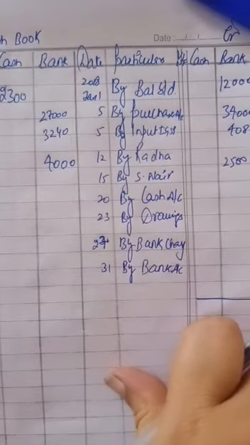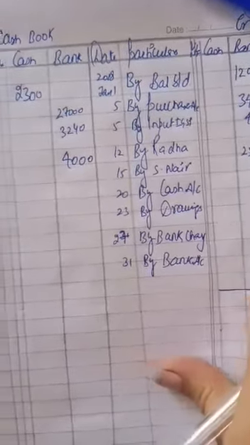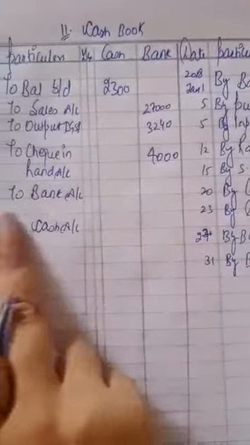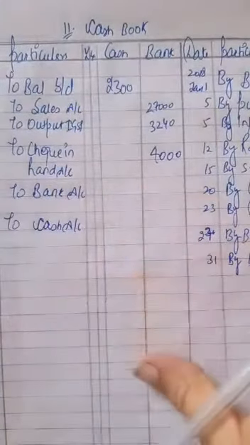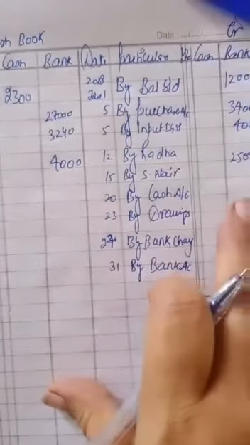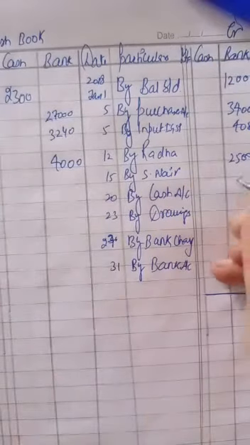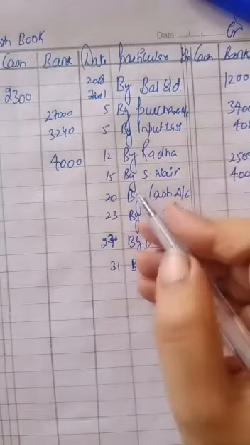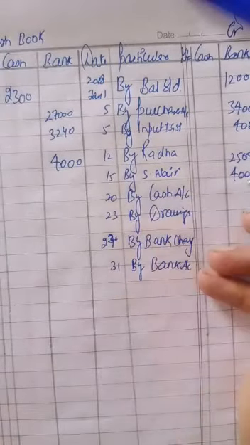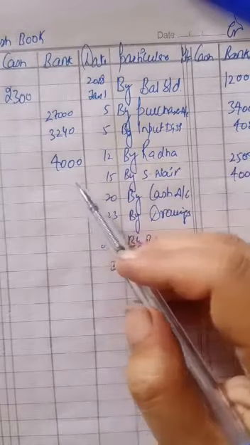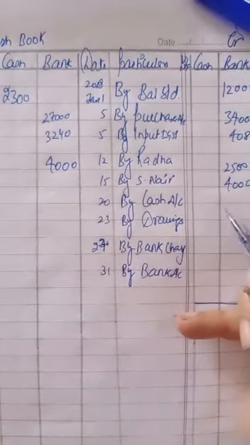Next, beta, on 15th, S. Nair's check returned by bank dishonored. We have received a check for 4,000, we have sent it to the bank, but bank people are saying that there is no money in his account. So we will write by S. Nair 4,000 deducted from the bank. It was added, but they are saying that it is not added back.